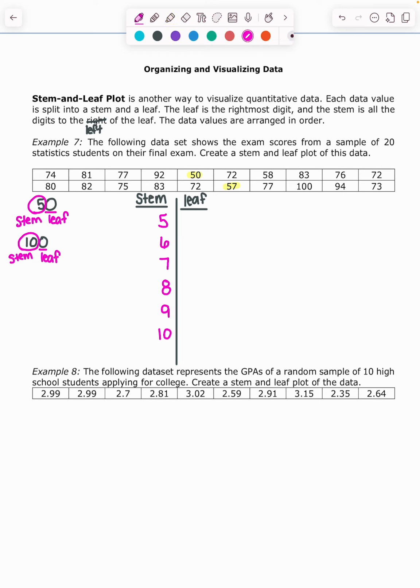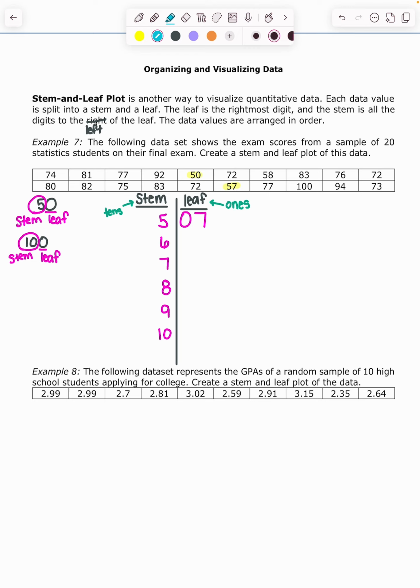So now I'm going to write out my leaves in order. So the first leaf is the 0 for the number 50, and then my second leaf is a 7 for the number 57. So the stem is the 50 and the leaf is the ones place. Now I'm going to look for 60s. So the stem, let's actually label this real quick. So the stems are the tens place and the leaves are the ones place.